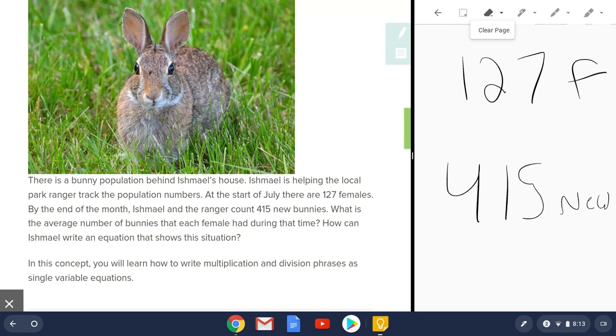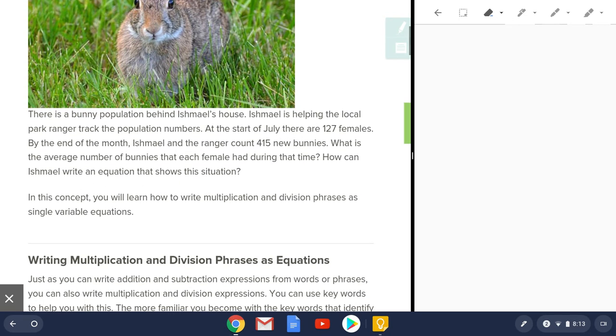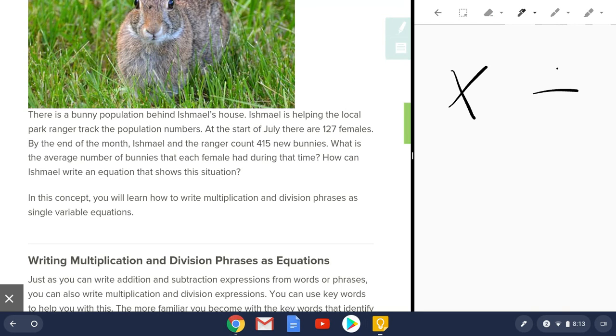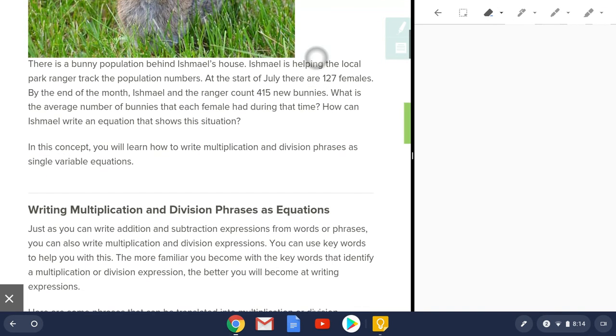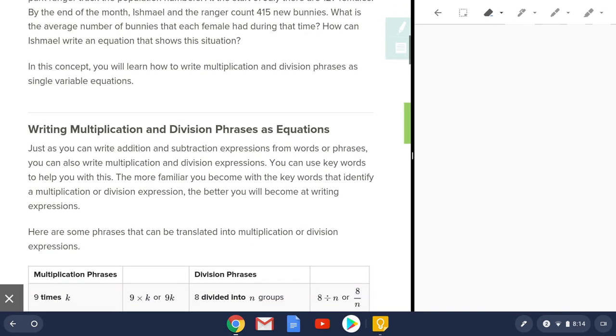Our concept that we're learning about today, and I'm on this row right here. In this concept, you will learn how to write multiplication and division phrases as single variable equations. So we're going to be focusing on multiplication and division. We've done this a lot this year. We have divided and added rational and irrational numbers and integers, and we're just going to keep on rocking and rolling here, my friends.